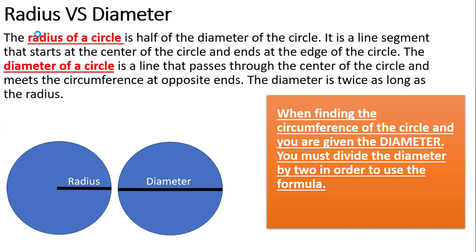Yes, sir. Read this section that's in orange. When finding the circumference of the circle and you are given the diameter, you must divide the diameter by 2 in order to use the formula. Very good.